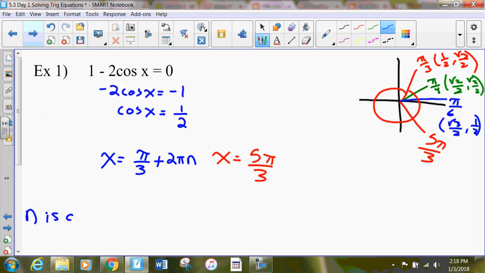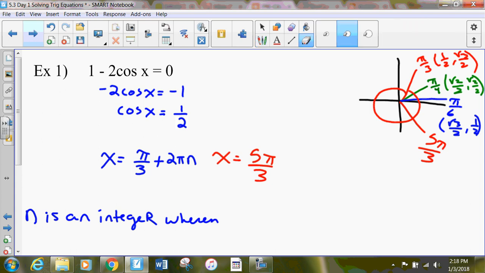We'll have this agreement from here on out about n, that n is an integer where n is greater than or equal to 0. Because if we have n equals 0, we have pi over 3, and when n equals 1, that's 1 revolution around. That's pi over 3 plus 2 pi, which is that 7 pi over 3, and keep going around and around, right?